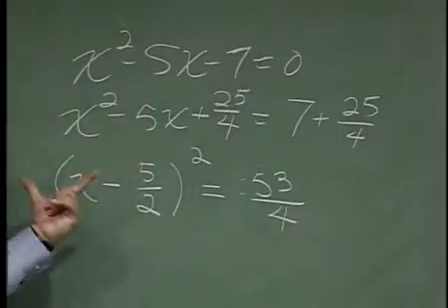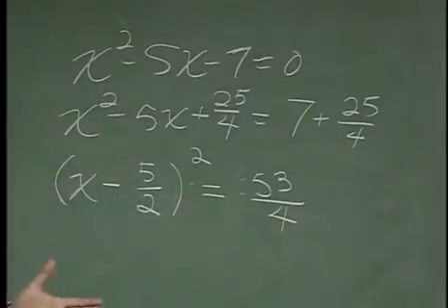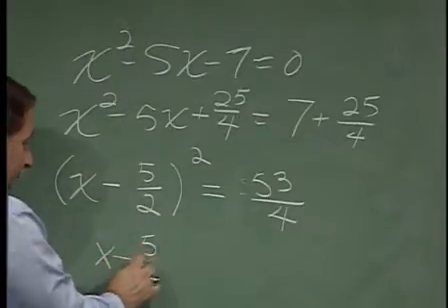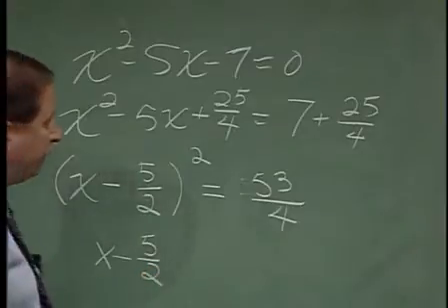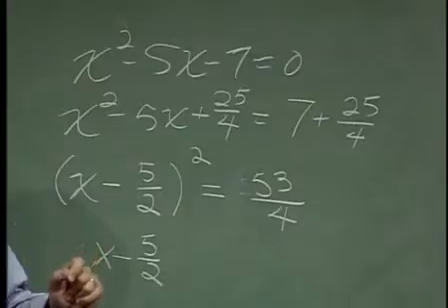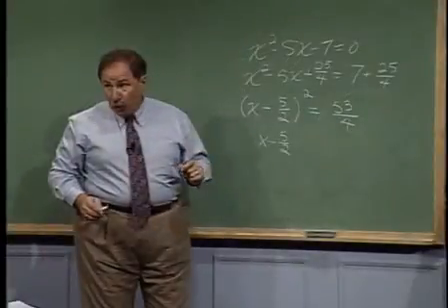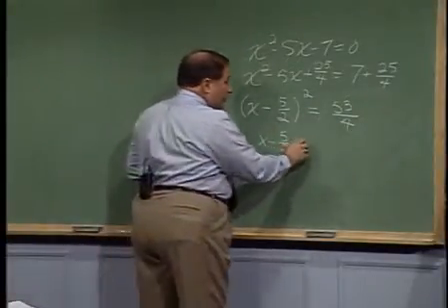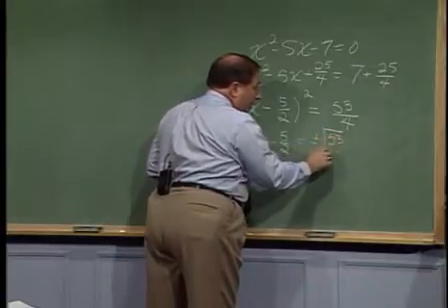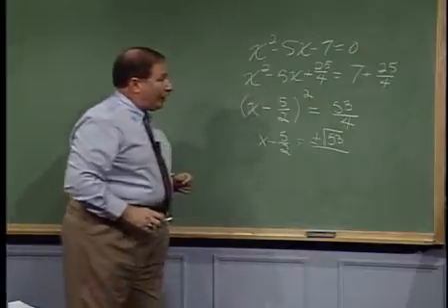Well, now I have this perfect square equal to a number. I square root both sides. The square root of a square is what's inside. So x minus 5 halves equals the square root of 53 fourths. When I take the square root of a fraction, I take the square root of the top over the square root of the bottom. The square root of 53, that's plus or minus the square root of 53. The square root of 4 is 2.